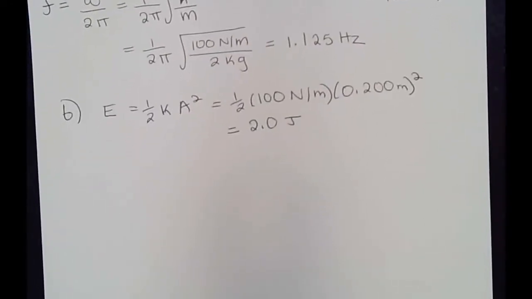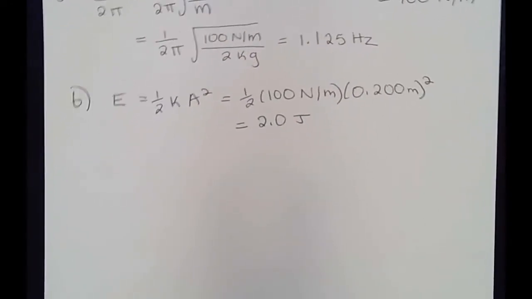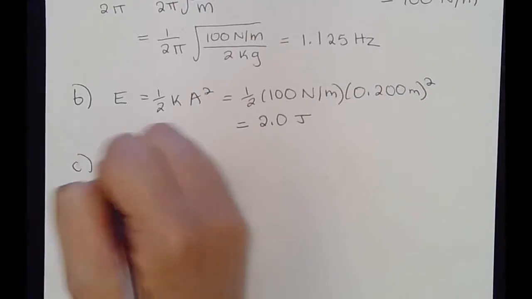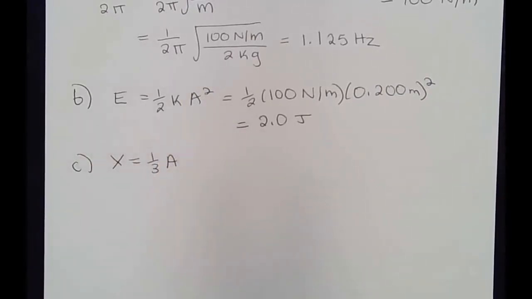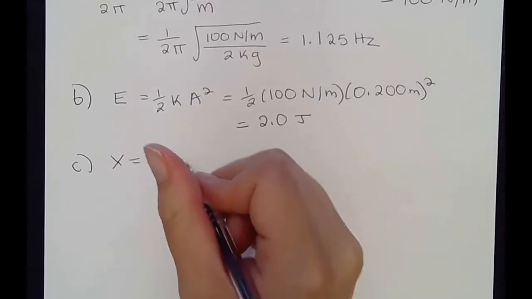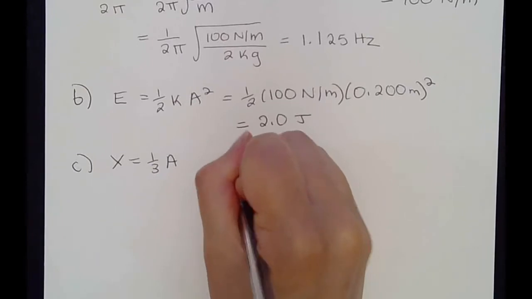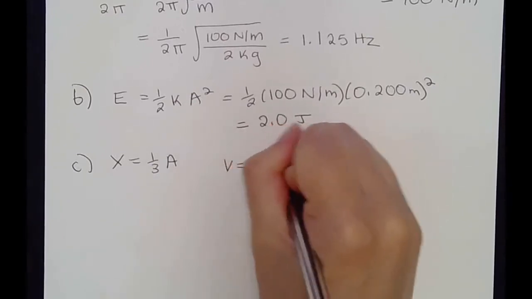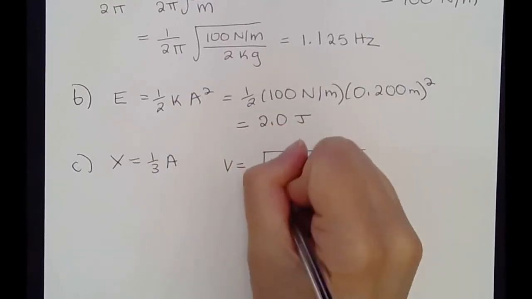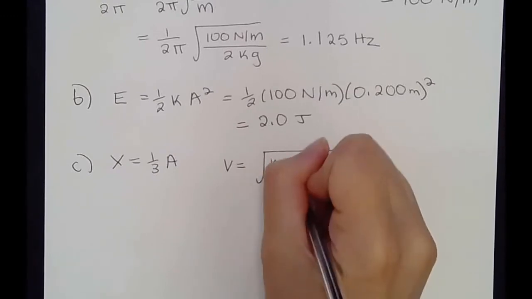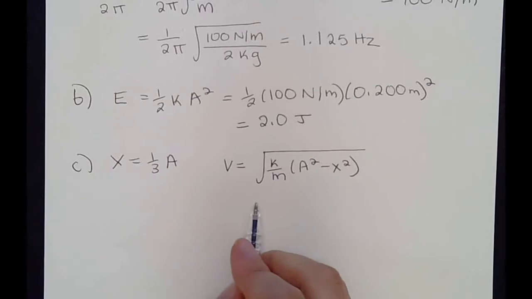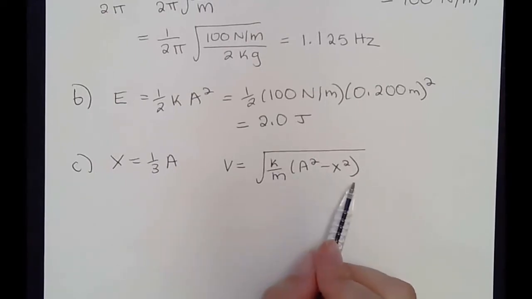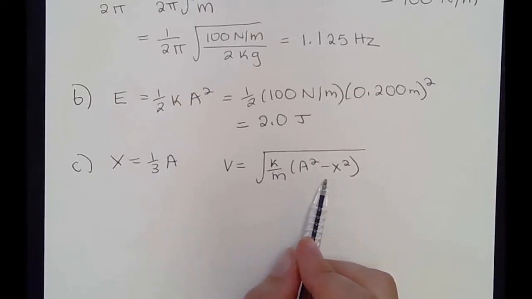And lastly, now we have a position of x equals 1/3 A, since it's equal to 1/3 of its maximum value. And then I showed you recently how to come up with this equation for the velocity. So you can start with the equation for energy, which I would do if we hadn't just done this. So v equals the root of k over m times A squared minus x squared, and then we can plug in.